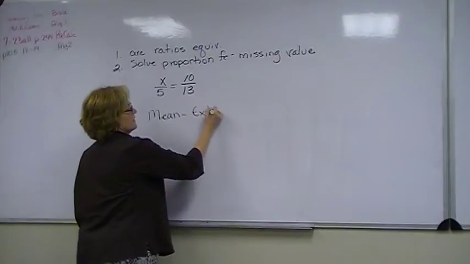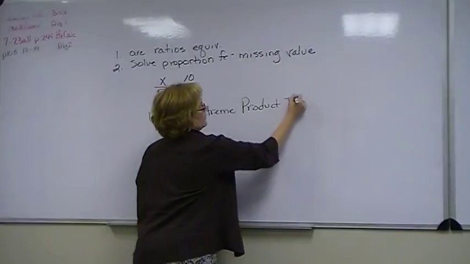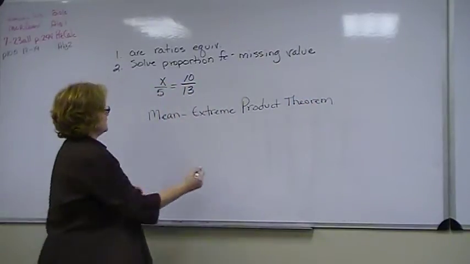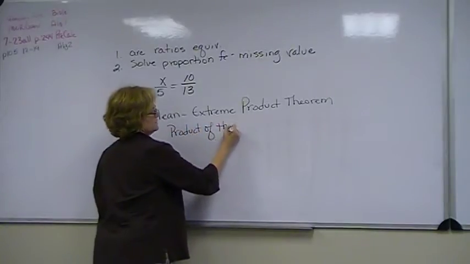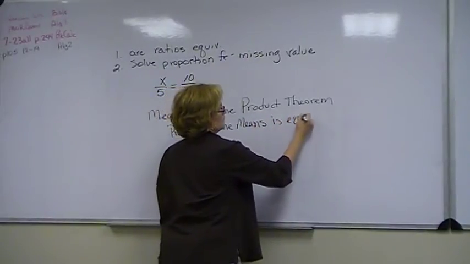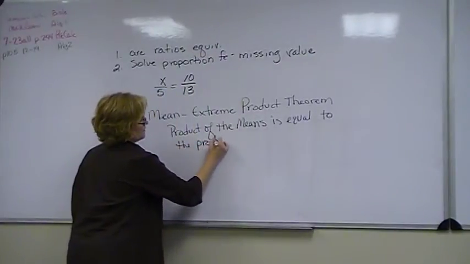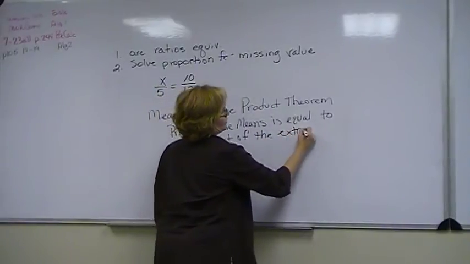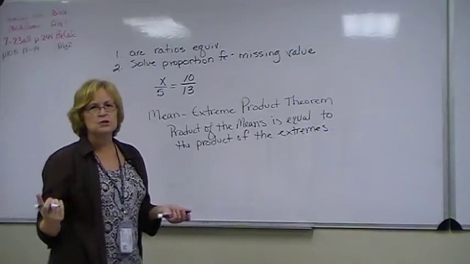Mean extreme product theorem. And what that says is the product of the means is equal to the product of the extremes. All right, so what is the mean and what is the extreme?